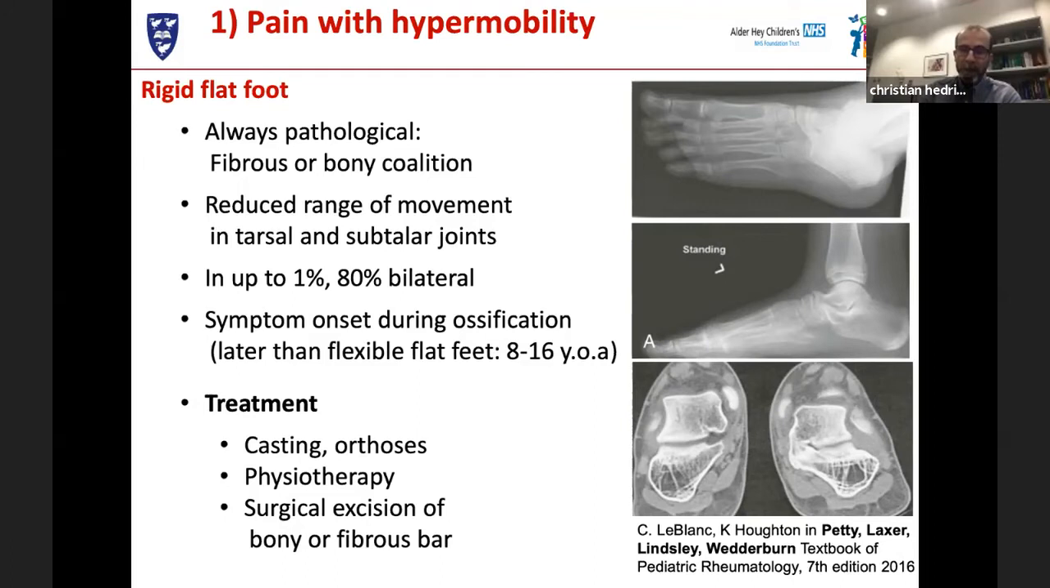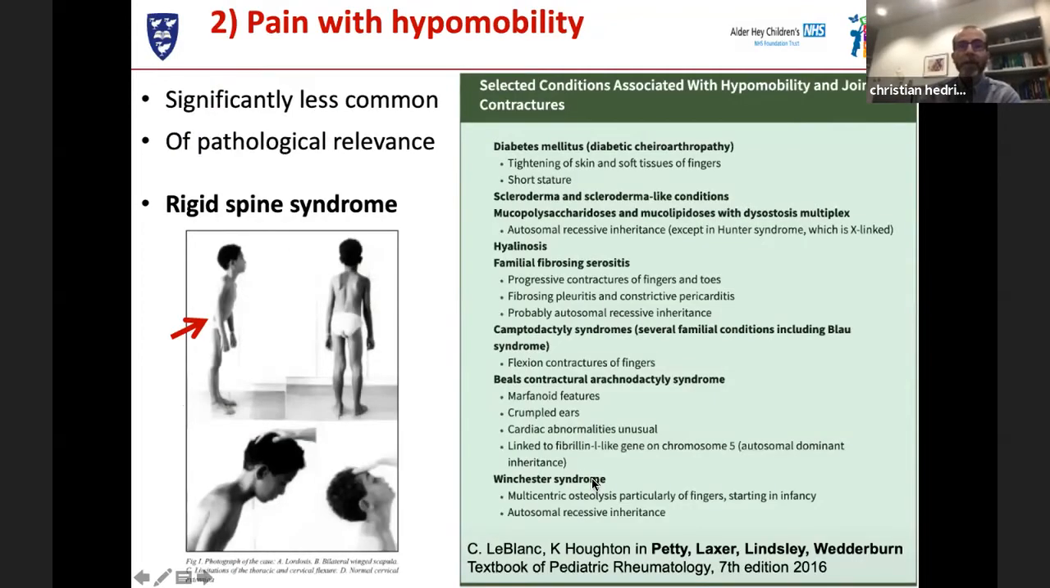Treatment includes our colleagues from orthopedics and casting and orthosis, as well as physiotherapy, and in some cases surgical excision of those bony and fibrous bars that can be seen also on imaging.